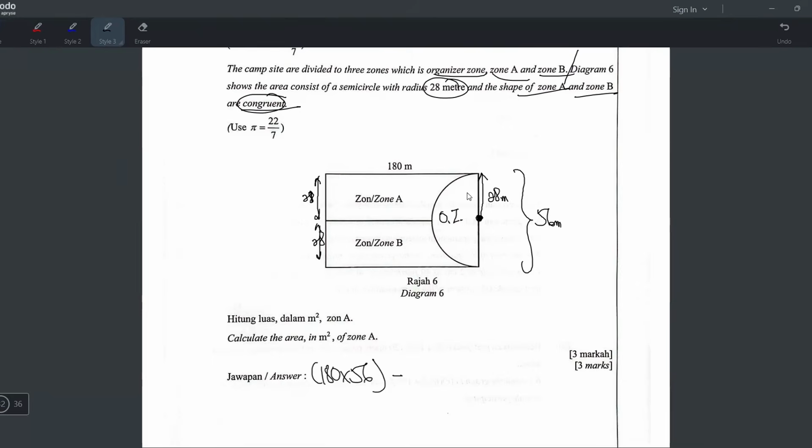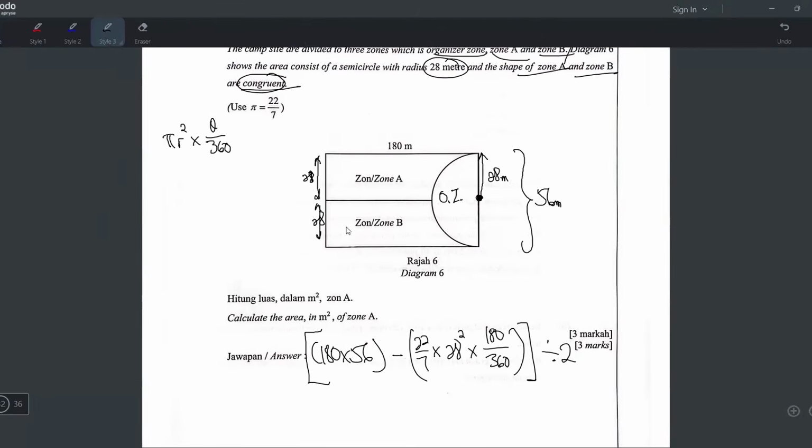Minus the semicircle. Okay, the formula for the area of a circle is pi r square times theta over 360. But of course, if it's a full circle, then just do pi r square only. But it's a semicircle, so it will be 22 over 7 times the radius 28 square times theta, which is 180 because it's a semicircle. After doing all this, you have to divide by 2. So I have to use a big bracket like that, and then divide by 2. Or you can write times 1 over 2 also. It's the same meaning.